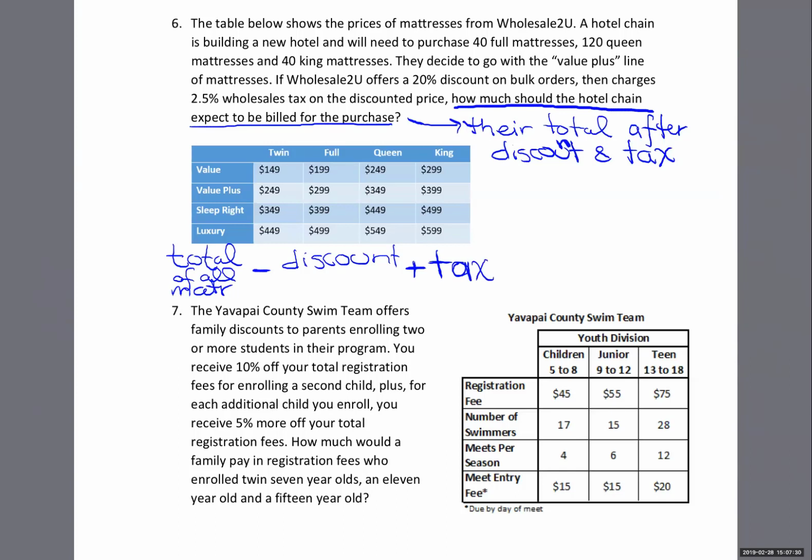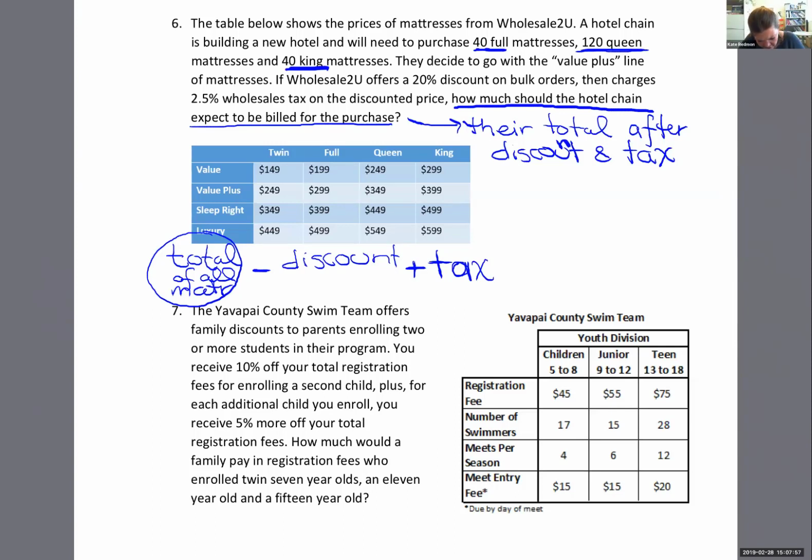Good. So I think I'll do this like a student, find each one of those pieces by themselves and then put them all together. So let's first find the total for all those mattresses. What mattresses am I buying here? 40 fulls. What else? 120 queen. And 40 kings.